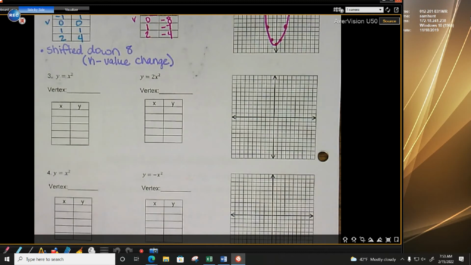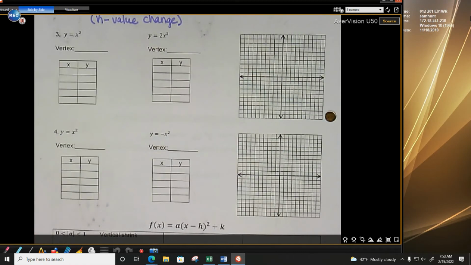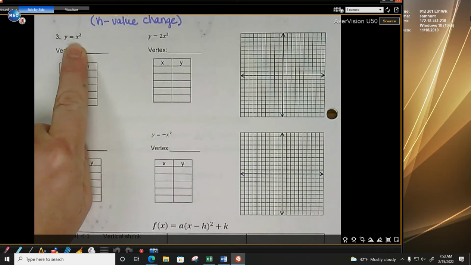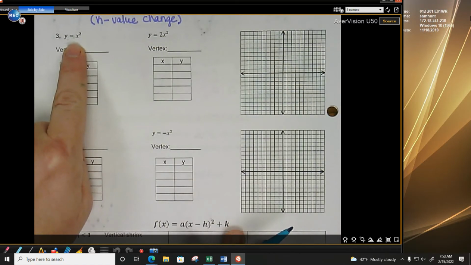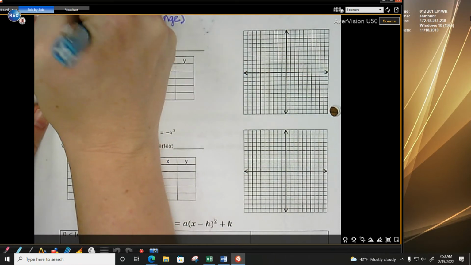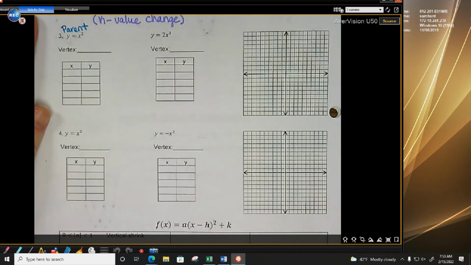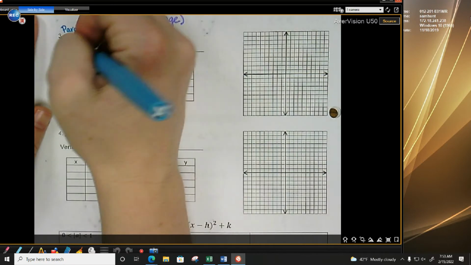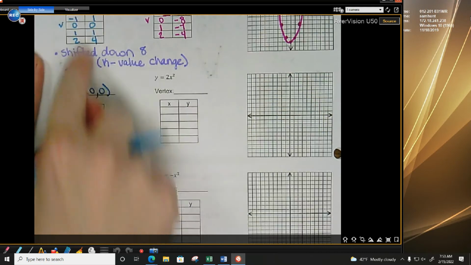Next one. Oh, look. This is still my parent function. I'm just going to call it the parent. So that's my vertex of the parent function, 0, 0. Can I just copy this same table right down here? Yes.